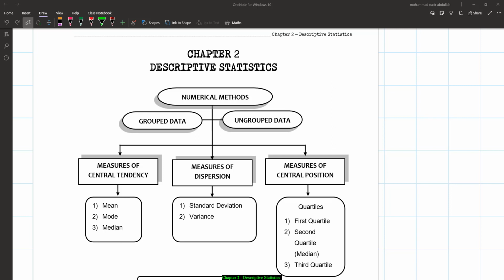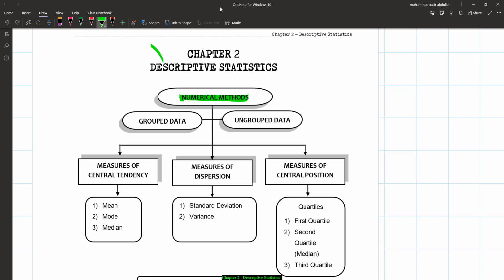Alright, chapter number 2, descriptive statistics. In descriptive statistics, we're going to look into numerical methods. Remember, numerical methods utilize quantitative variables or quantitative data. Under quantitative data, we know that there are two types: discrete quantitative and continuous quantitative.